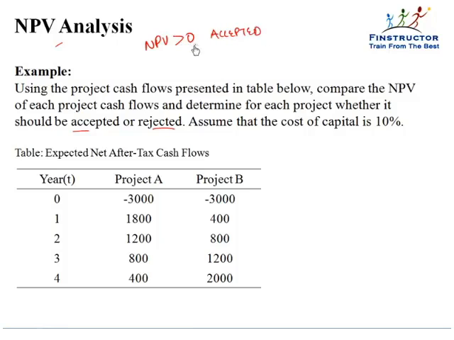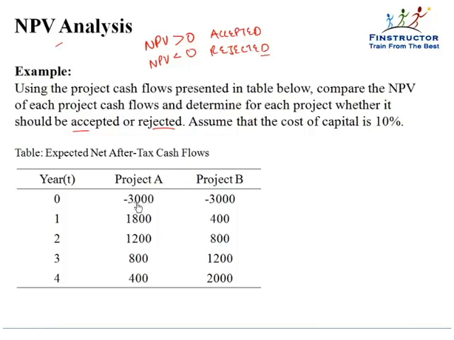or there is more value coming in than what is going out. The present value of cash inflows is higher than the present value of cash outflows. If NPV on the other hand is negative, then the project should be rejected.